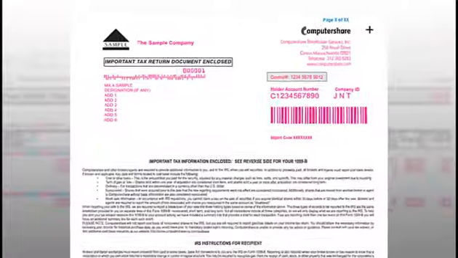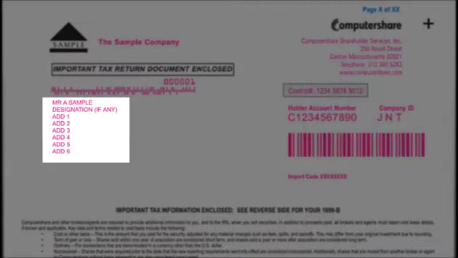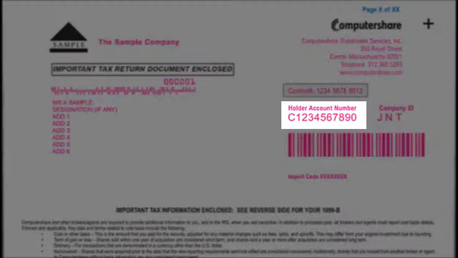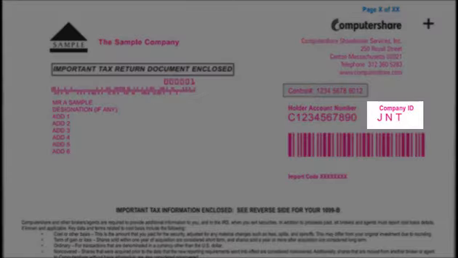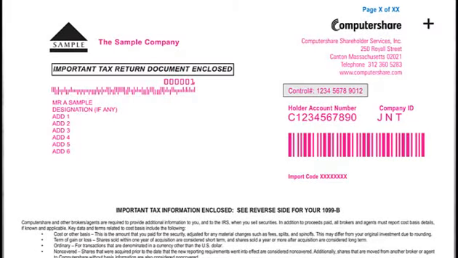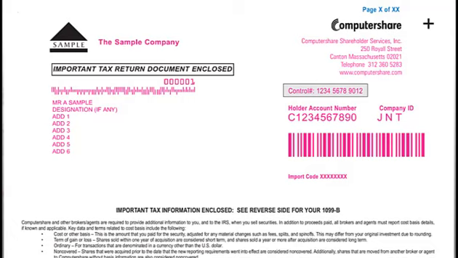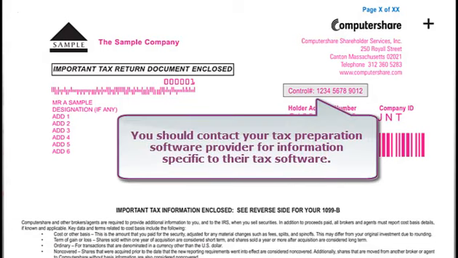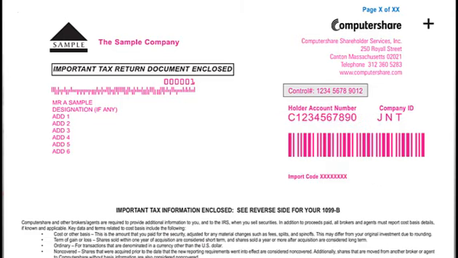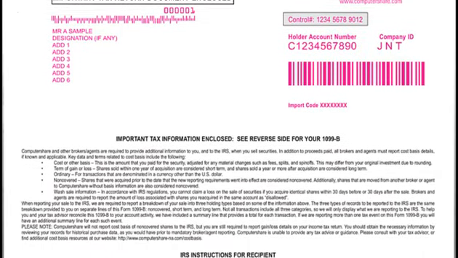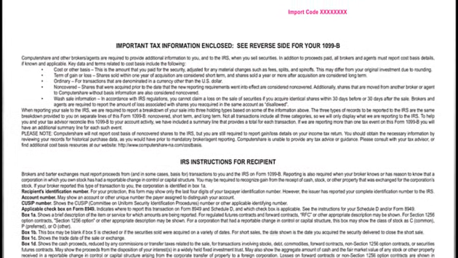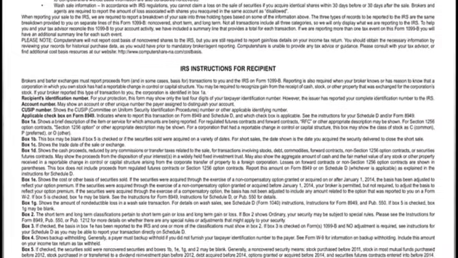So let's begin our review with the front of the form. On the front of the form, you can see your name and address, your account number on Computershare records, and the company code for the company you're investing in. We print a control number on your form so that you can securely import your data into tax filing software. You should contact your tax preparation software provider for information specific to their tax software. Under your personal data, we printed important information related to the form, as well as instructions for you, the recipient of the form.